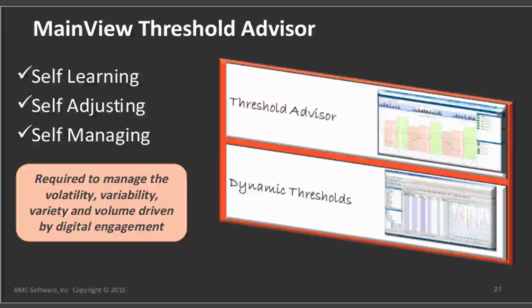And because things change over time, Threshold Advisor can continue to make observations and adjust those numbers and provide that information into the alarm and alert functions that are built into MainView, and including things like recognizing that there are different thresholds for different times of the day, for different days of the week, and for different periods of the year, because businesses have seasonality. And this is a way to address the volatility, variability, variety, and volume changes that we see being driven by digital business.